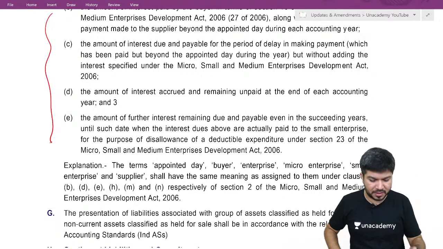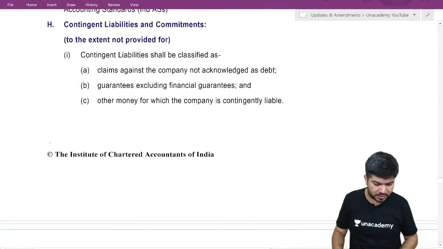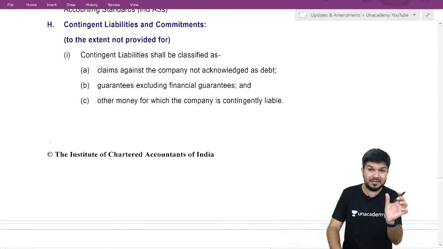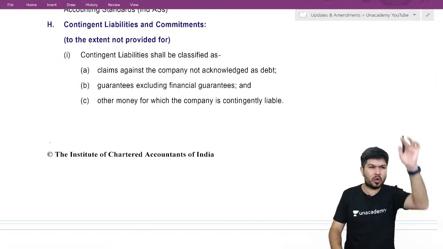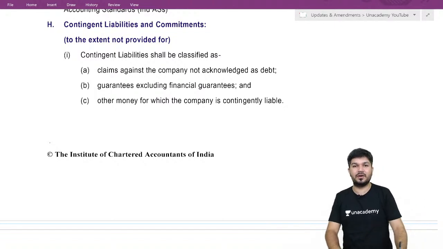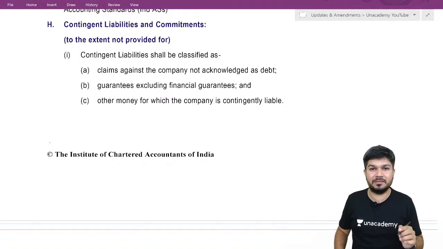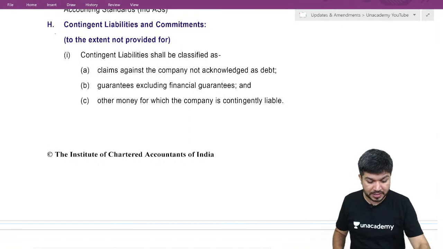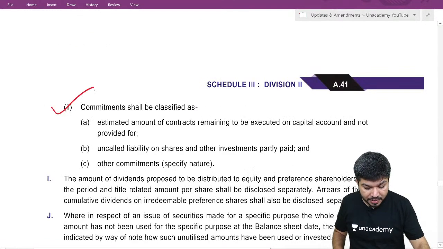At the Inter level it's important, at the Final level it's not that important. At the Final level they will ask questions from a point, not the full disclosure. Contingent liabilities and commitments are to be disclosed in notes to account.